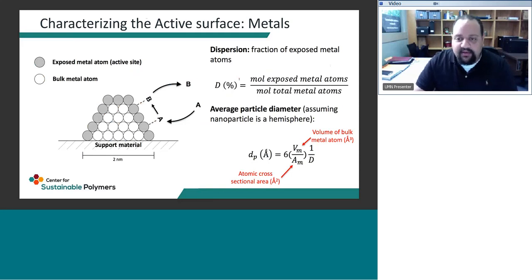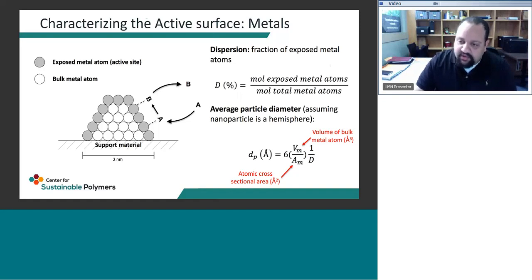So what really matters here in terms of numerical value is this quantity, dispersion, which is essentially the fraction of exposed metal atoms to the total number of atoms you have in the system. So the higher the dispersion, the more effectively you're using your metal catalyst. Because again, the atoms stuck in the bulk are not going to really be participating in any catalytic cycles. Now they do have some effects, and we'll get into those later in the presentation.